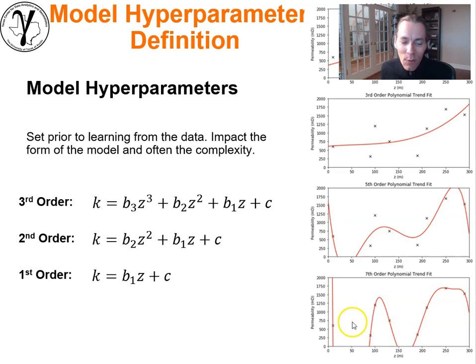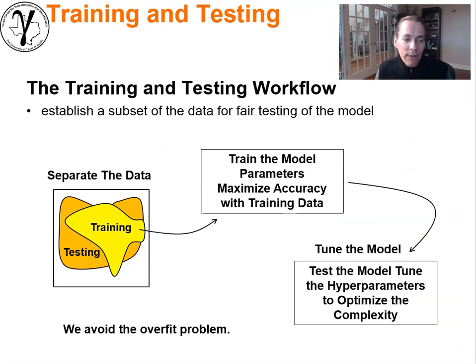Can you imagine? We had a new location here, a permeability was needed at a depth between 40 and 60, this would probably not be the very best estimate to minimize the error. And so we're going to use a training and test workflow. We'll separate the data into training and testing data.